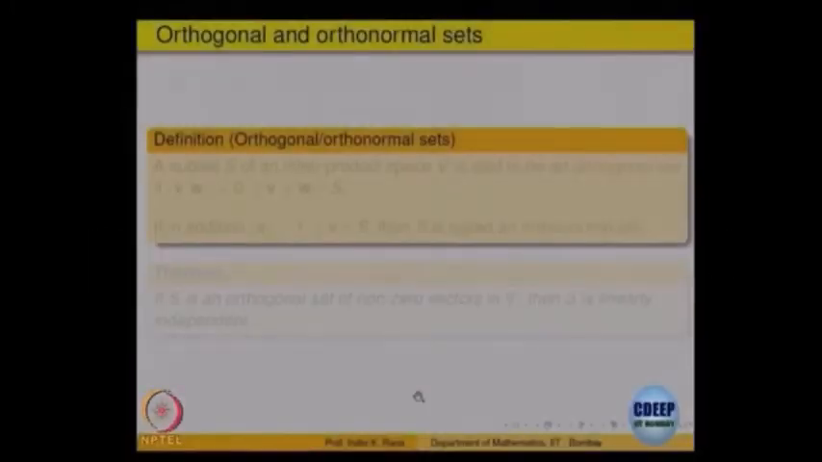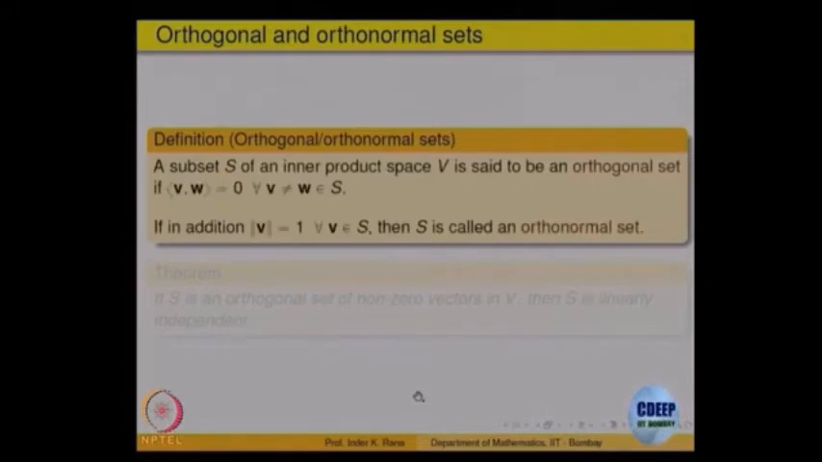So, once you have the notion of perpendicularity, you can talk about orthogonal sets. A set of vectors in an inner product space, we will call it orthogonal if any two of them are perpendicular to each other, right. Dot product is equal to 0. Whatever be the definition of dot product, once there is a dot product, we can define perpendicularity with respect to that dot product. And we will say it is orthonormal if each vector has length 1, like in finite dimensional spaces.